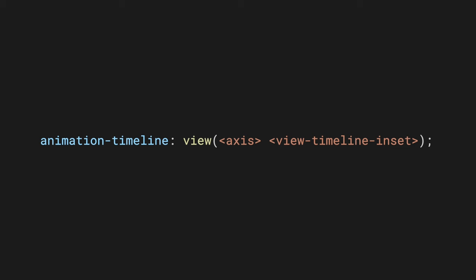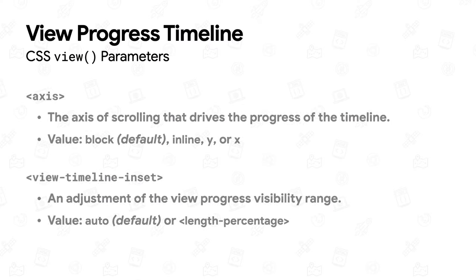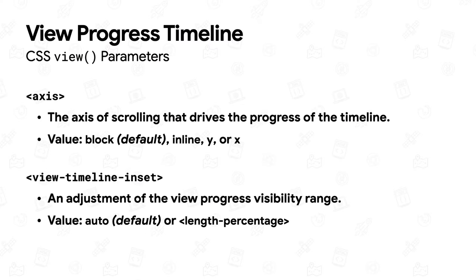Amazing. The view function accepts two arguments to configure it. The first one is the axis, which takes the same values as shown earlier with the scroll function. The default value is block. The other argument is the view timeline inset, which allows you to adjust the view progress visibility range. The default value is auto.